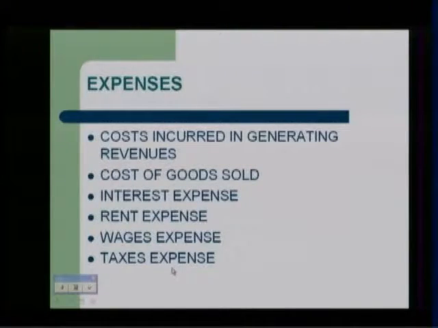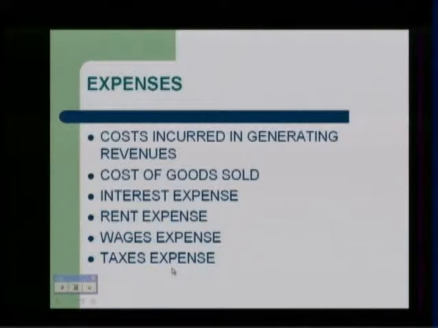Now again, put yourself into McDonald's shoes. In order to get those sales, what did we have to incur? Well, we had to pay somebody to make the hamburgers and French fries, and we had to rent the building, and we probably had to pay some utilities. Those are expenses, the costs that we had to incur in order to get that revenue. Well, within the expenses, you will see a number of different categories: cost of goods sold, interest expense, rent expense, wage expense, tax expense.